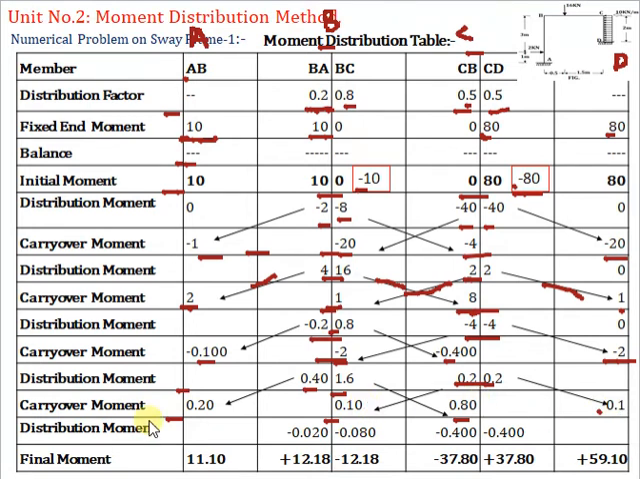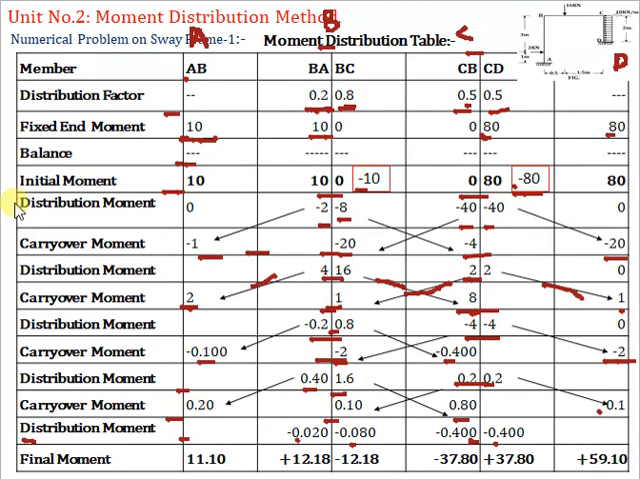Then after that again we have to do the distribution moment. Now minus 1 into 0.2 becomes minus 0.02, minus 1 into 0.8 becomes minus 0.08, minus 0.8 into 0.5 becomes minus 0.4 and minus 0.4. So this value comes out to be less, 0.0 something. So we have to stop here after distribution.